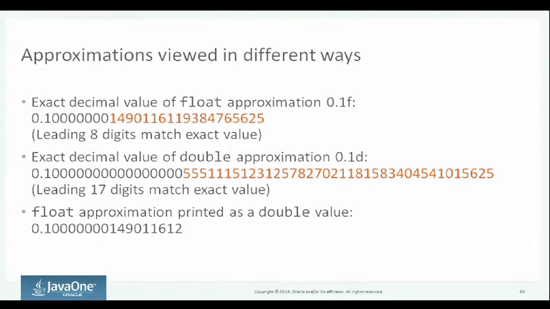So if we look at the exact value of the float approximation for 1/10, we get a number that's close to 0.1, about the leading 8 digits are correct, so that again matches the precision. But when we use 0.1 as a double, we get a much better approximation. Instead, we have leading 17 digits correct. And if we take this float value and print it as a double, we'll again get something that matches to 8 digits, but it's pretty far away from the exact double value when you consider the double format.